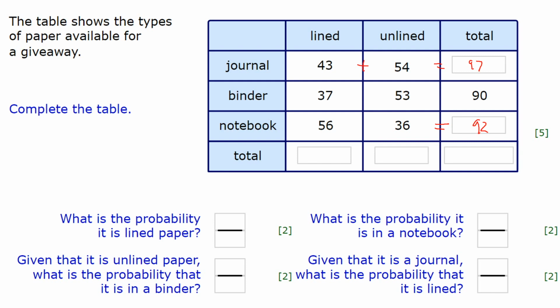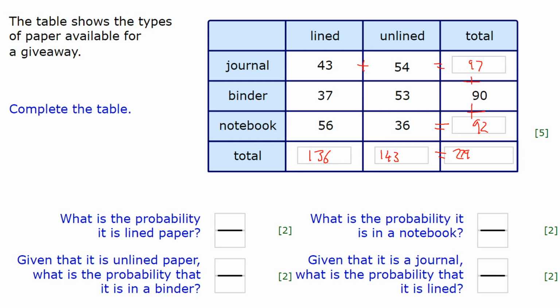Let's add all that up. So 43 plus 37 plus 56, that's just going to be 136. 54 plus 53 plus 36, that's just going to be 143. Let's add the two together. So 136 plus 143, that's just going to be 279. And if we do it the other way around, we get 97 plus 90 plus 92. That's also equal to 279. Okay?